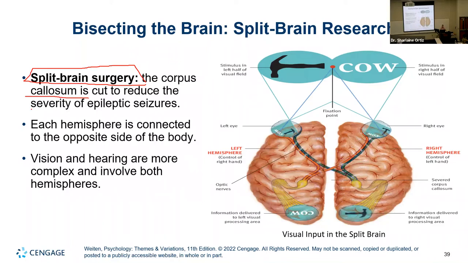Generally, this is done in cases where we have severe epilepsy. So where medication and other methods have failed, we will conduct surgery in which we are going to cut that corpus callosum. And now our brain is split down the middle.